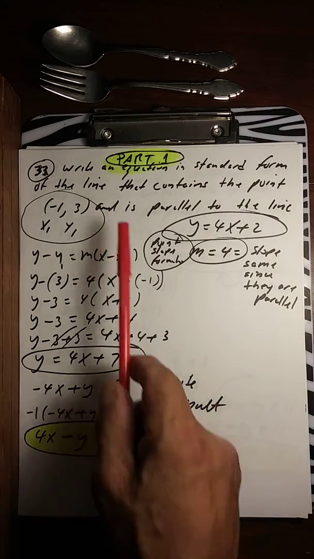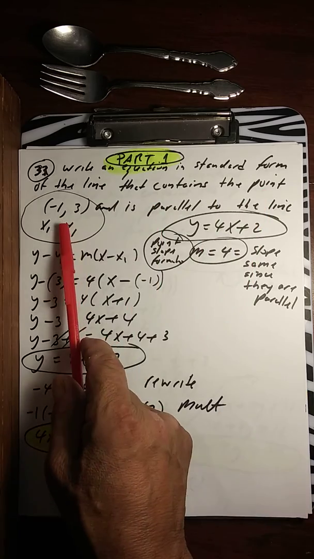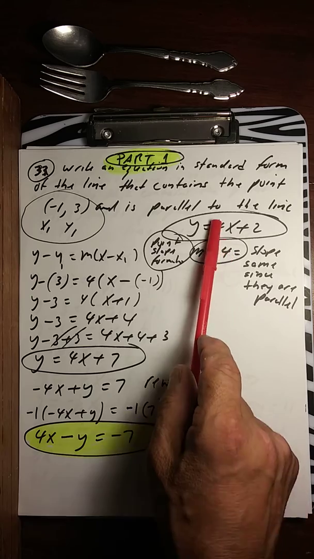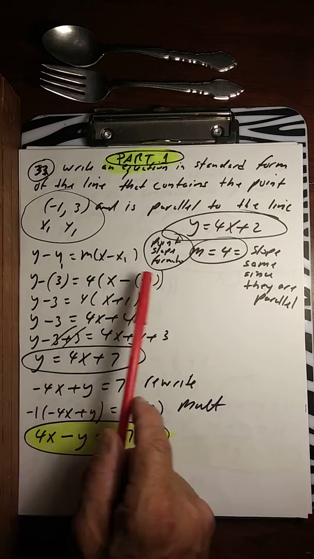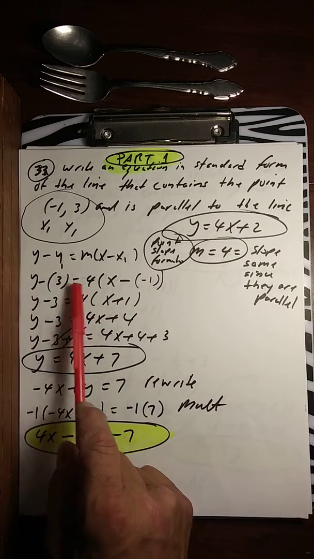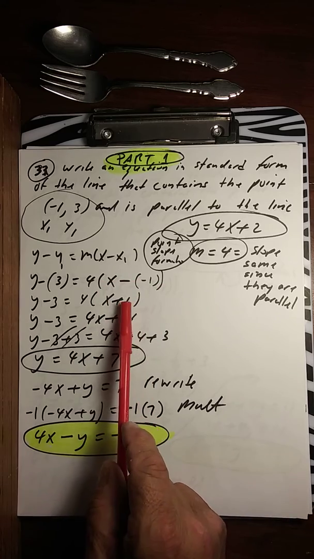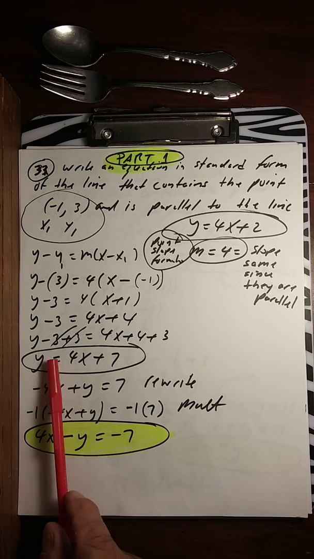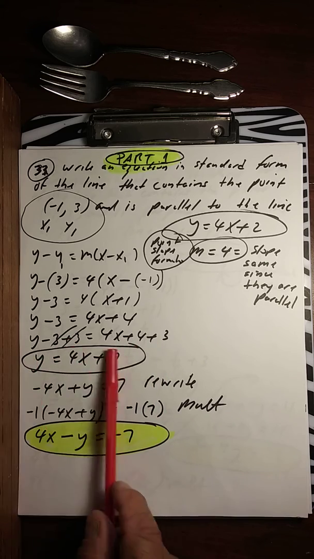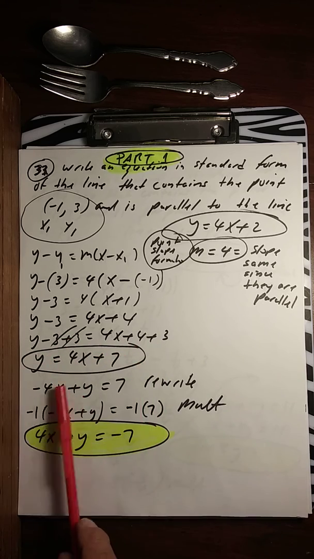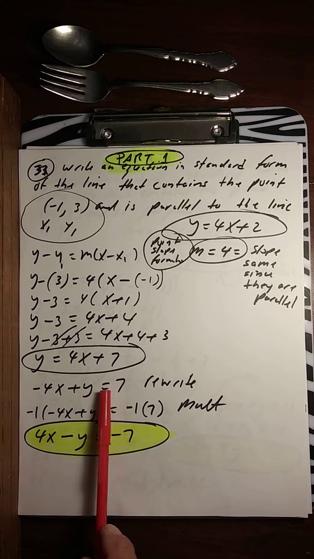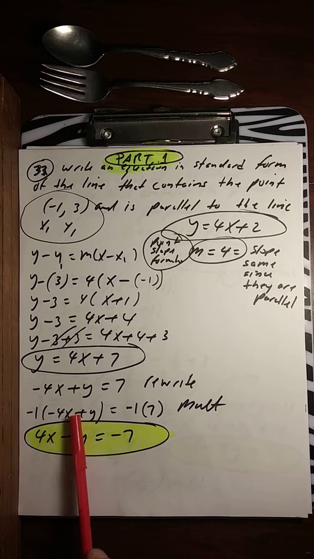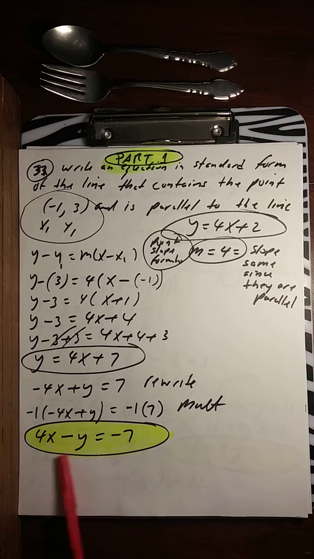Part 1. Write the equation in standard form of the line that contains a point and is parallel. Parallel to this means it has to be the same. See this right here, they're the same slope. Put the numbers in here. Y minus 3 equals 4 times x minus 1, plus 1. So 4 times that's 4x, 4 times that's 4. Add 3, so y equals 4x plus 7 is the answer. Or rewrite it as negative 4x plus y equals 7. Or multiply by -1, which is going to give us 4x minus y equals -7. Leave it in this form right here.